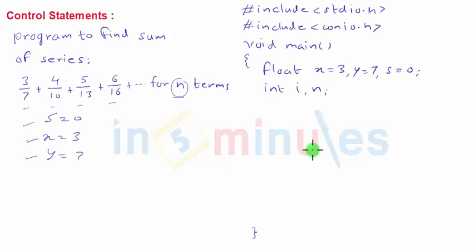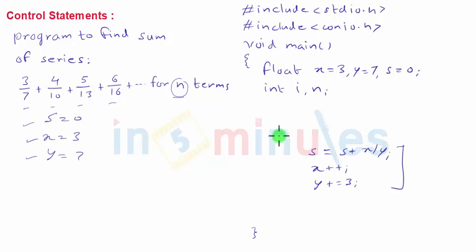First we'll do the sum of x upon y, that is sum is equal to sum plus x upon y. Then increment x by 1, that is x plus plus, and increment y by 3, that is y plus equal to 3. This process you have to repeat for n iterations, that is add x upon y, increment x by 1, increment y by 3, again add x upon y, then again increment x by 1 and y by 3.